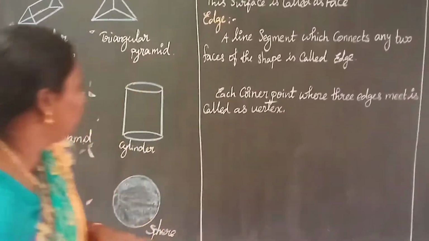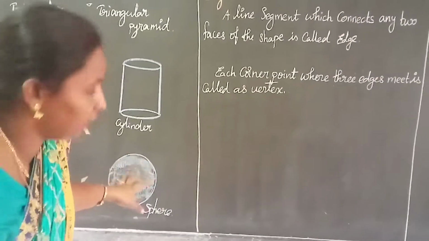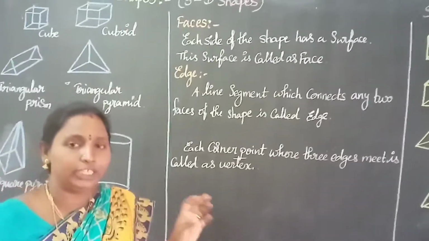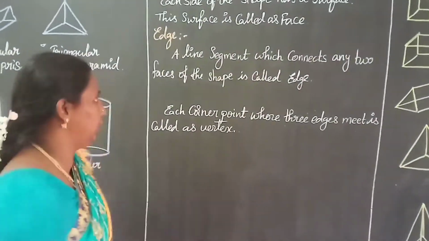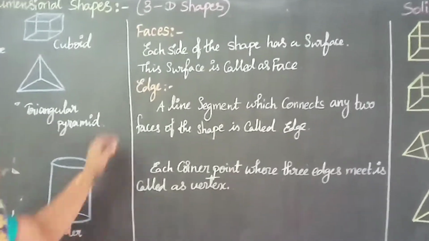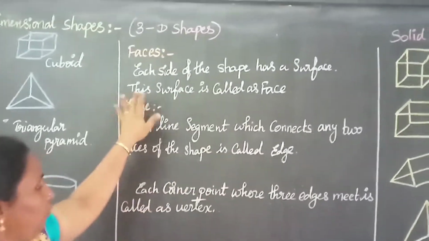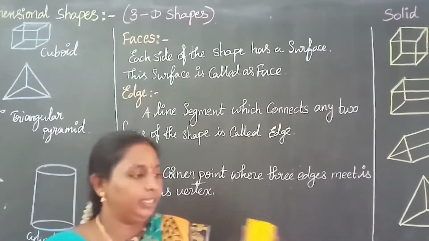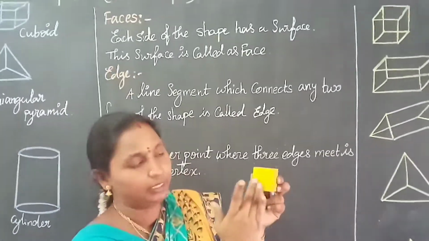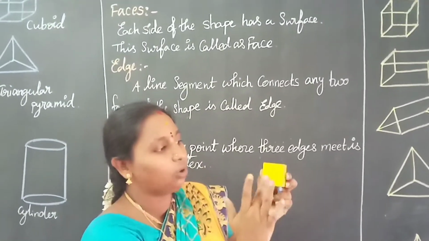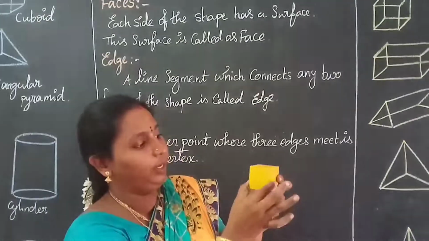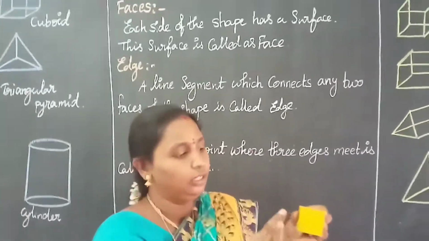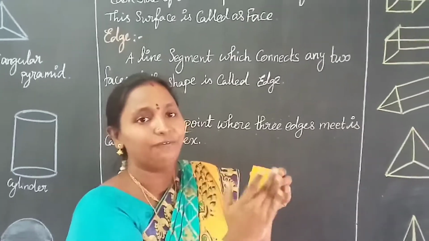Okay, so now, based on these 3D shapes, we have some faces, edges and vertices. We are going to learn what is face, what is edge and what is vertex. Faces means each side of the shape has a surface. This surface is called a face. Now we consider this cube. Here face means the plane surface. This is one face. This 2, 3, 4, 5, 6, like that. So this plane surface is called the face.